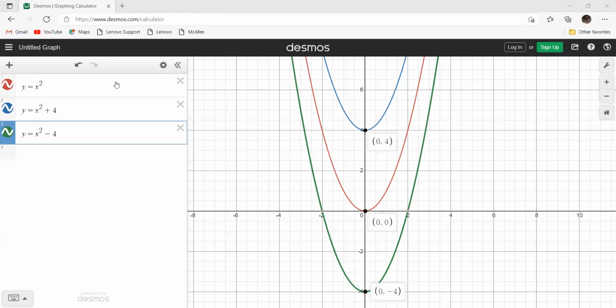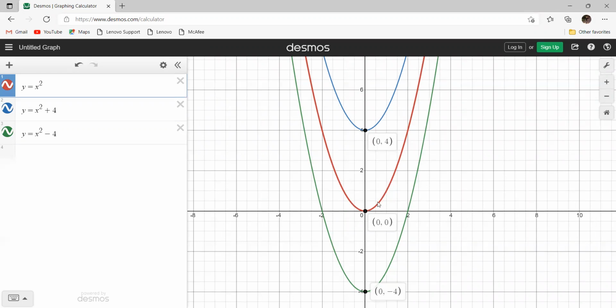As you can see, here we have a vertical shift in these graphs. Your original graph, your parent graph, was x squared, and then you shifted that 4 units up. It has a vertical shift. You see a change in the y value, not the x value. The x values are the same, 0 and 0, but your y is now 4.